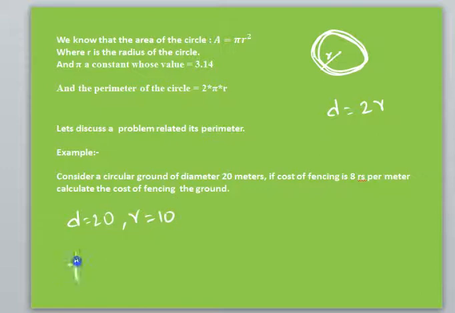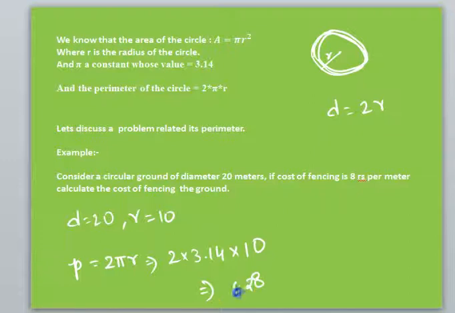Therefore, the perimeter P of the circle is equal to 2 pi into r, which is equal to 2 into 3.14 into r, which is 10, which is equal to 6.28 into 10, which is equal to 62.8 meters.